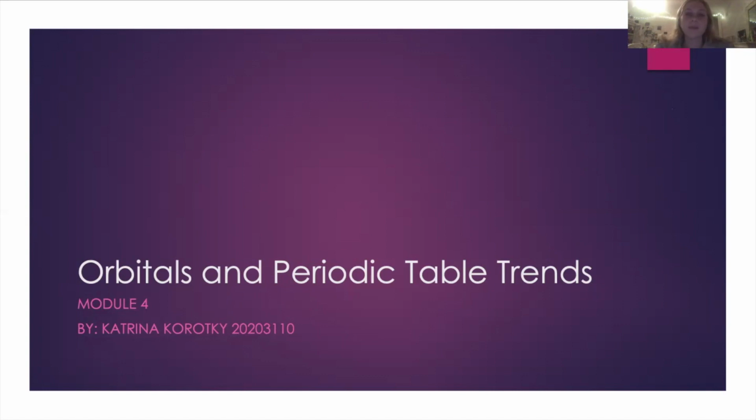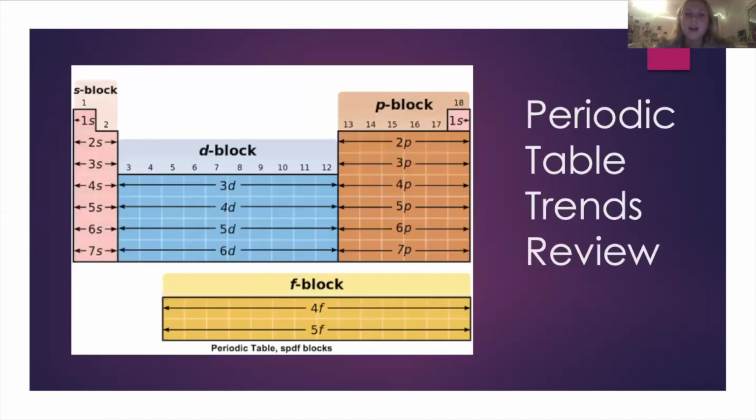My project is based on Module 4, sections Orbital and Periodic Table Trends. Elements are arranged by their atomic mass rather than their mass number in order to represent the properties that reoccur periodically. The S and P blocks are known for their main group elements. The D block are transition elements, and the F block are the inner transition elements.